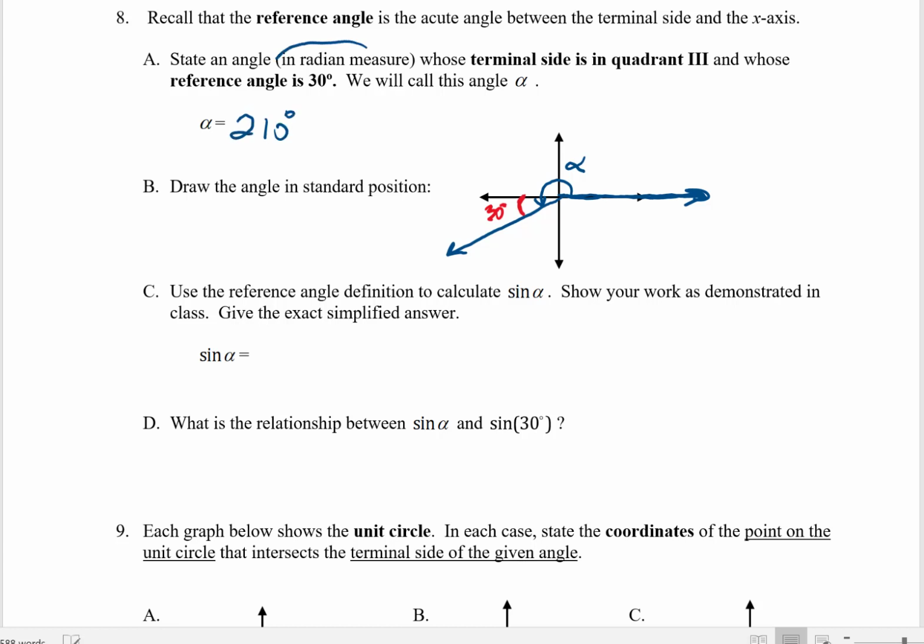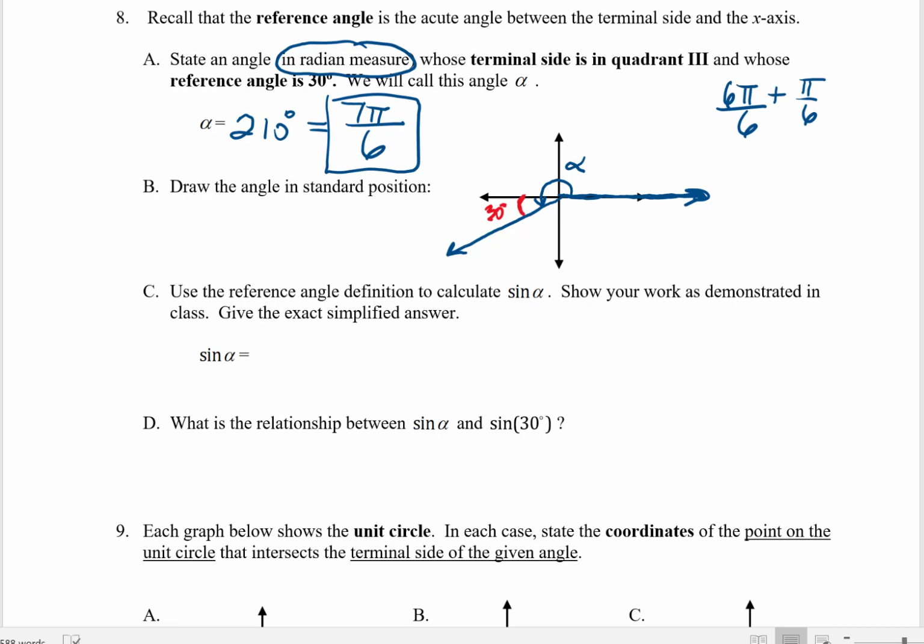However, I'm being asked to give the answer here in radians. Now, hopefully by now you have that memorized. 210 is the same as 7 pi over 6. If you needed to think it through, you could think, well, 180 is pi, 30 degrees more is another pi over 6. That's 6 pi over 6 plus 1 pi over 6 is 7 pi over 6.